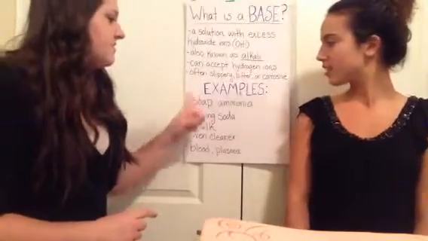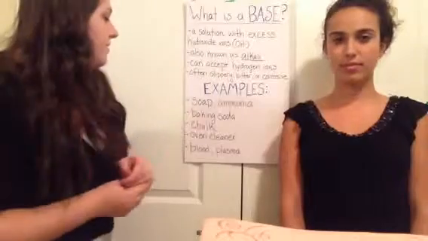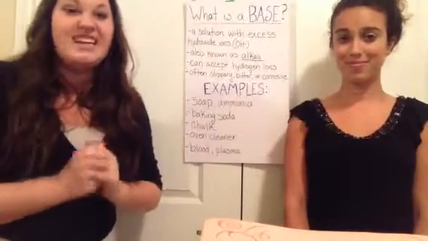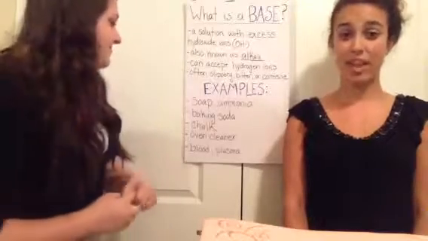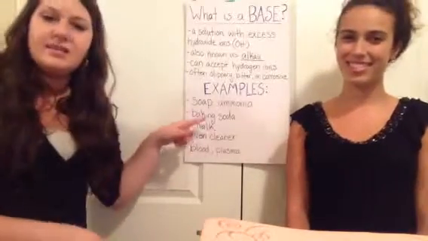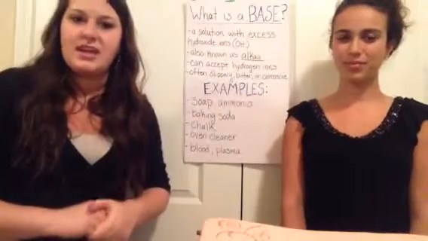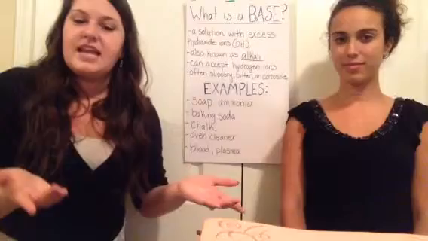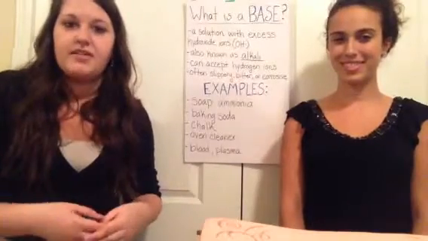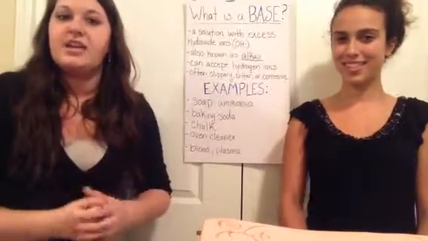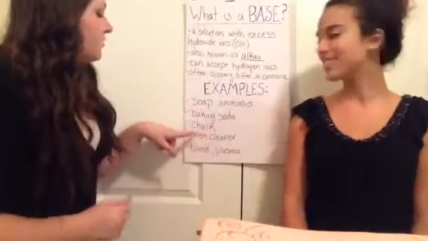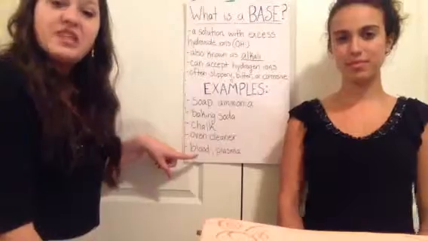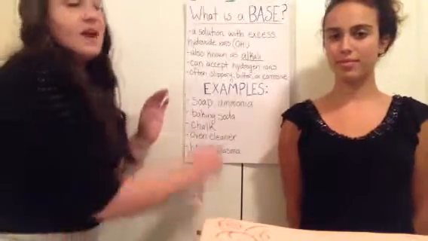And some examples of this is soap. And another one is ammonia. I don't know if anyone has ever smelled ammonia, but it's very, very bitter. Another one is baking soda. And I want everyone to think, if baking soda is a base and vinegar is an acid, what happens when we combine them? A chemical reaction happens. Other bases we have are chalk, oven cleaner, your blood, and the plasma inside of your blood.